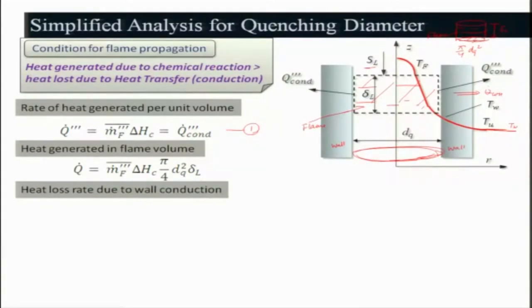So, the heat loss due to the wall conduction, what would it be? It is Q dot conduction equals kg into dT by dr, into the surface area, pi dq, which is the perimeter, into dl, that is the surface area.